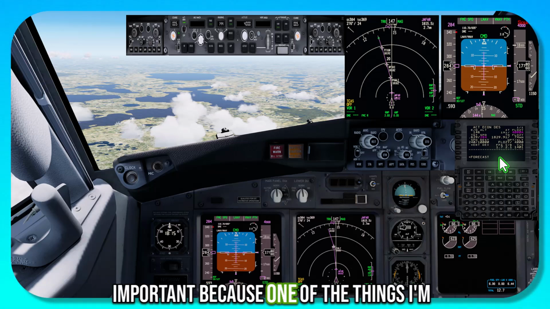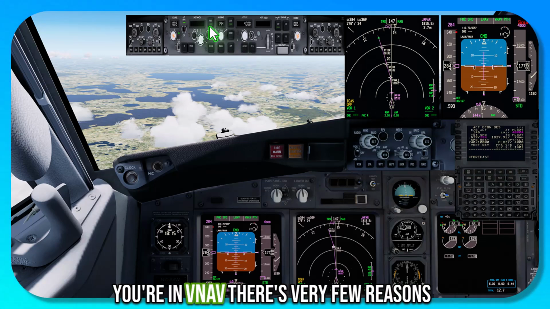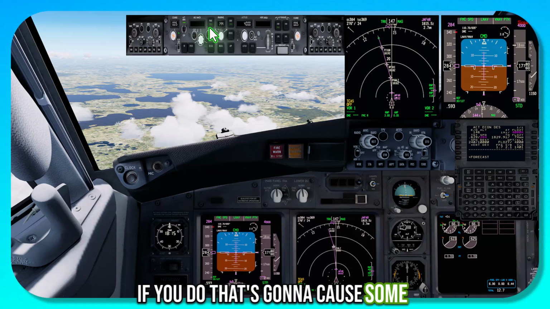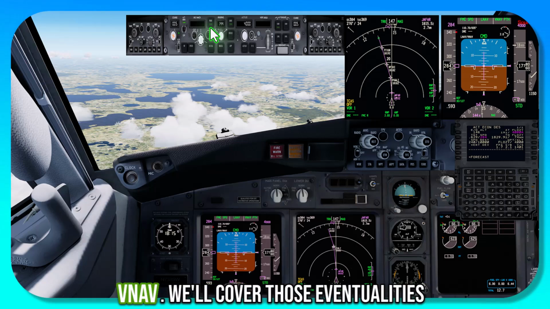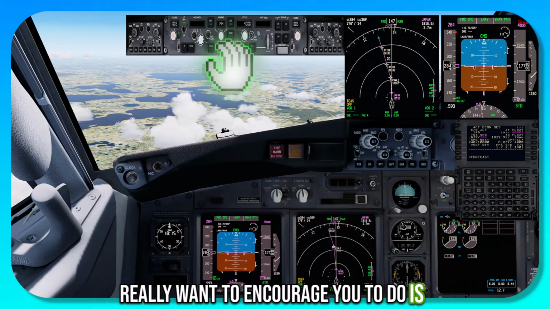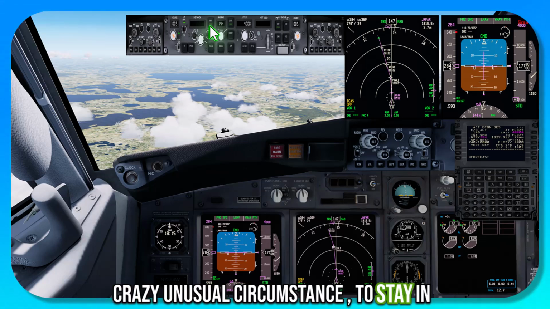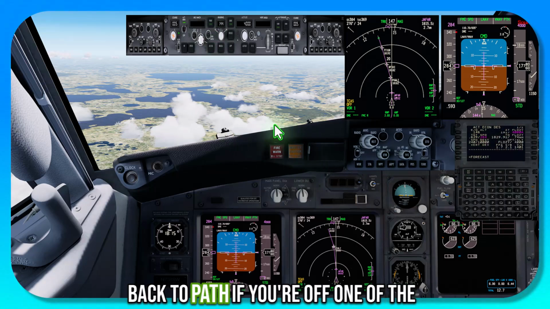It's important because one of the things I'm really going to encourage you to do, if you're in VNAV, there's very few reasons to come out of VNAV in a descent profile. If you do, that's going to cause some subsequent problems for any later areas of where you're going to operate in VNAV. We'll cover those eventualities, those possibilities as well. But what I really want to encourage you to do is always do your best, unless it is some crazy, unusual circumstance, to stay in VNAV and manage the information to get back to path if you're off path.